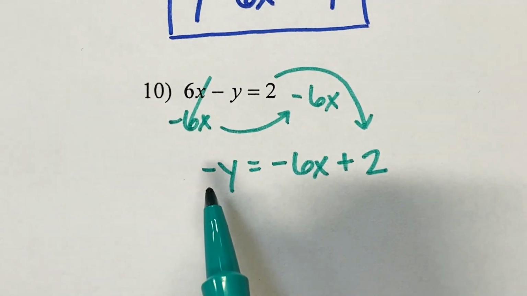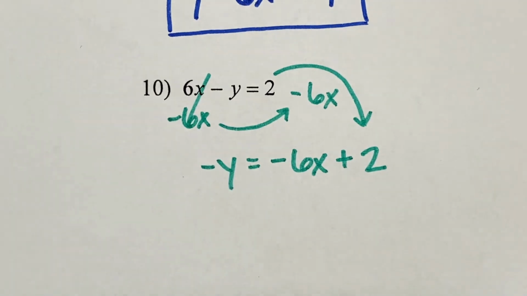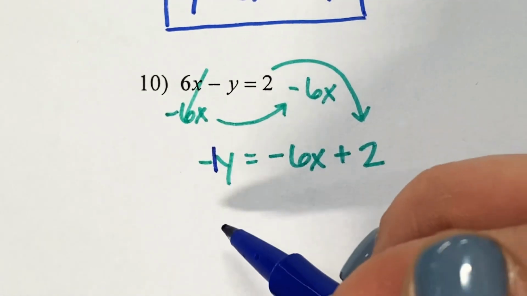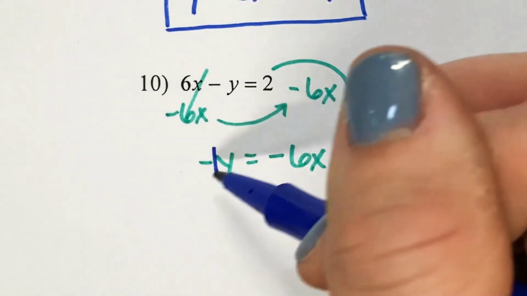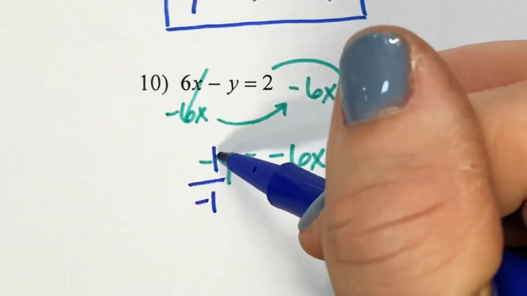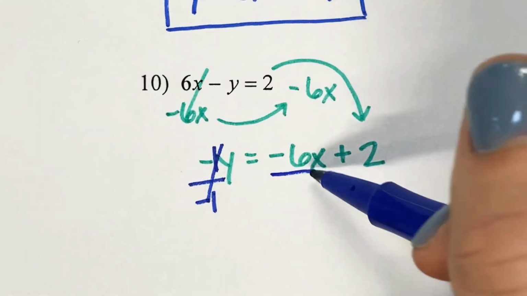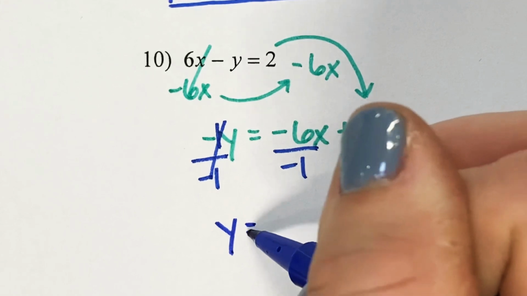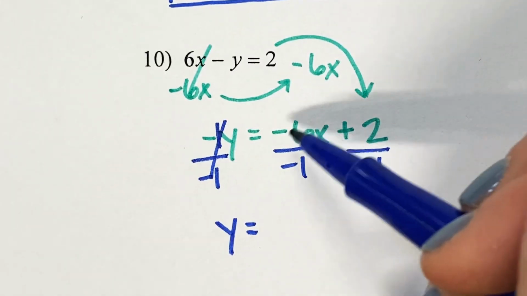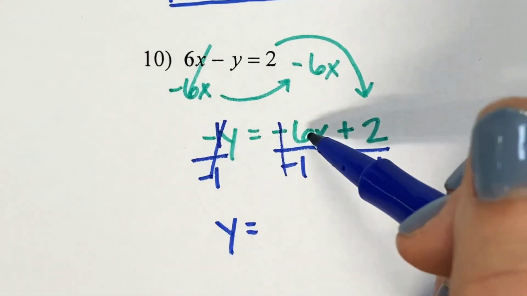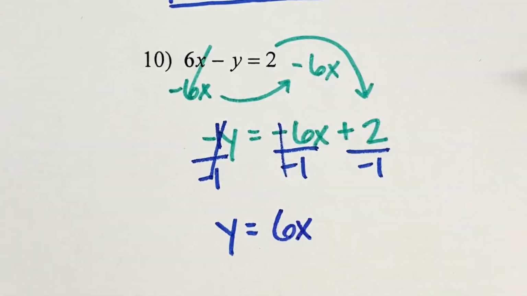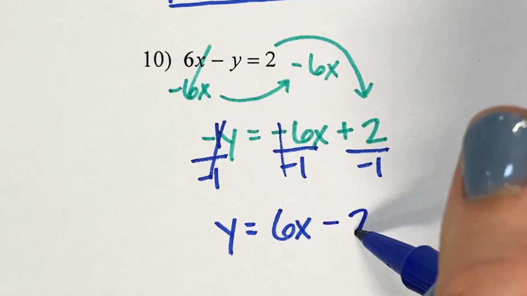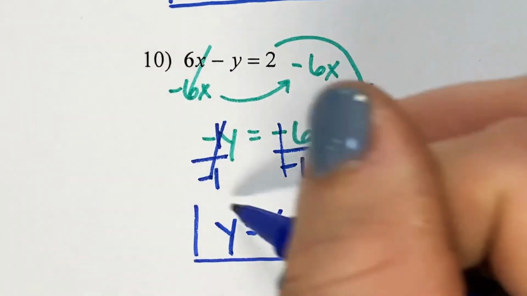Okay, we're not quite done because we still have this negative sign with our y. And we know that technically means negative 1 times y. Well, what is the opposite of times by -1? It's going to be divide by -1. That cancels it out. We have to do it to both terms over here. So we're just left with y all by itself. Negative divided by a negative is a positive, so those cancel out. 6x divided by 1 is just 6x. And a positive 2 divided by a -1 is -2. And there we go.